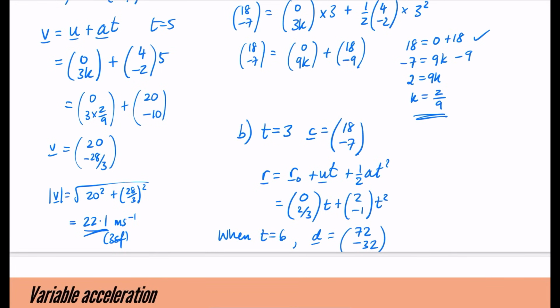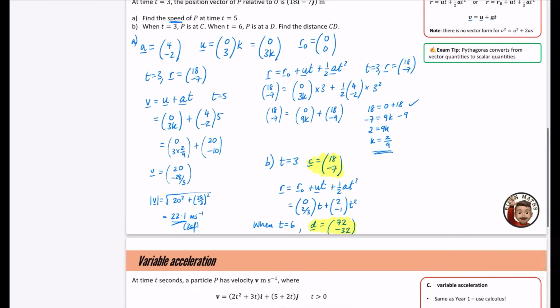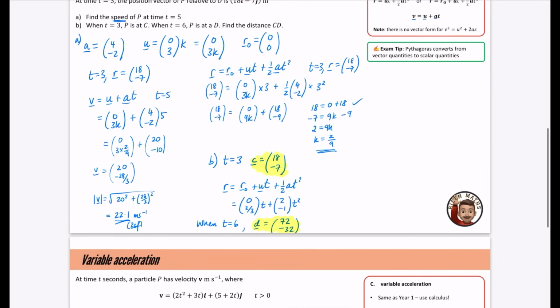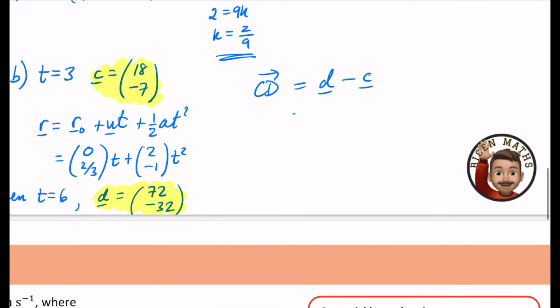So now that I know that C is this and that D is this, I'm trying to find out the distance between C and D. So to find the distance, I shall do the vector CD, which we know is D minus C. You could do C minus D as well, it would be fine. And so I shall do 72, minus 32, minus 18, minus 7. 72 minus 18 is 54. And careful here, minus 32 minus minus 7 is minus 25.